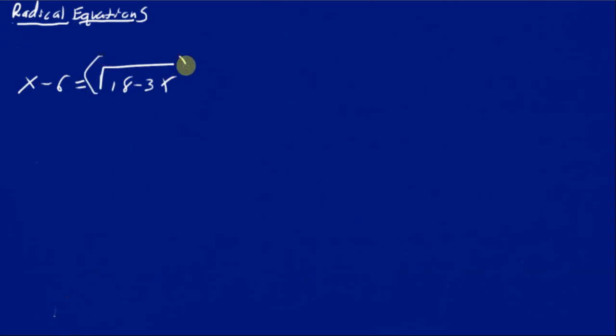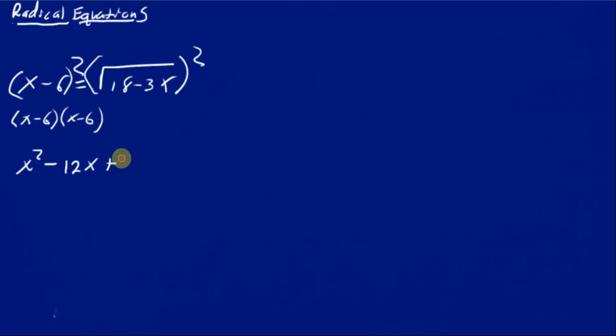Radical's already isolated. I'm ready to go ahead and square both sides. So remember, squaring a binomial is foiling. So I'm going to have to write as x minus 6 times x minus 6. So x squared, my inners and outers will give me a negative 6 and negative 6. So it's a negative 12x plus 36 is equal to 18 minus 3x.